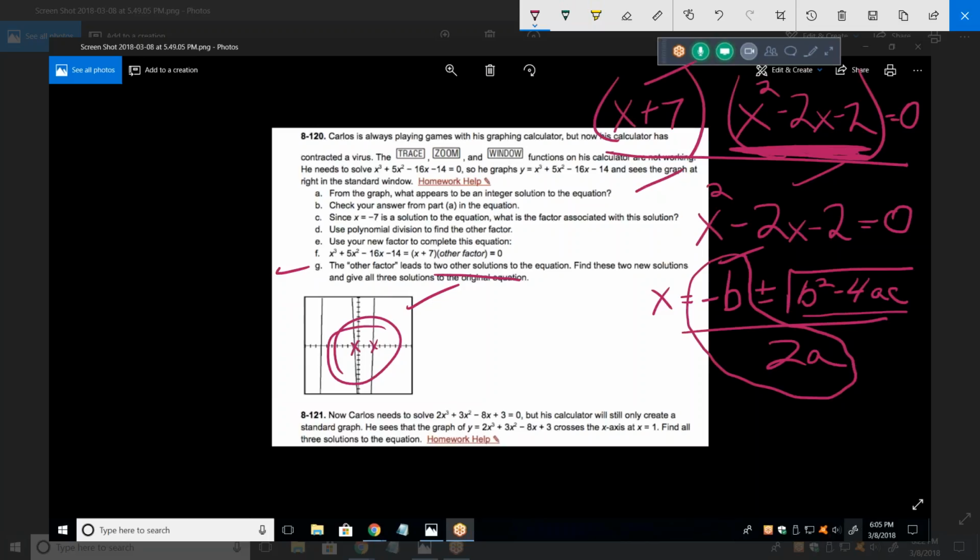So first of all, tell me what a, b, and c are. So y is equal to x squared. So then a is 1. And then b is -2. And c is also -2. Now you just plug those in. So what are my other two solutions?